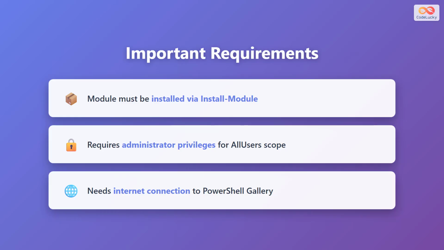There are 3 important requirements to use Update-Module successfully. First, the module you want to update must have been installed using Install-Module. If you installed a module manually or through other means, Update-Module won't be able to update it. Second, you need administrator privileges if the module was installed in the all-users scope, which is the default location for system-wide modules. Third, you need an active internet connection to the PowerShell gallery, since that's where Update-Module retrieves the new versions from.